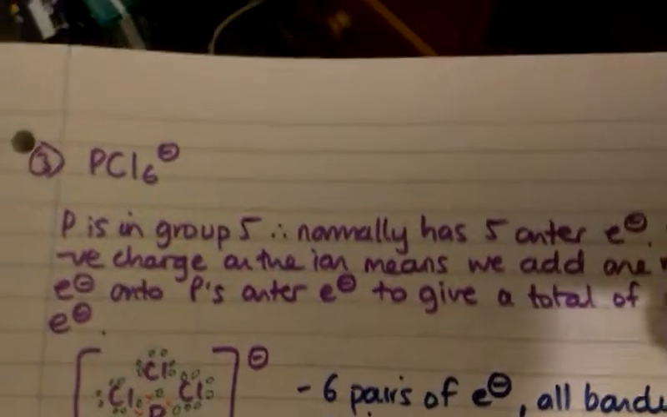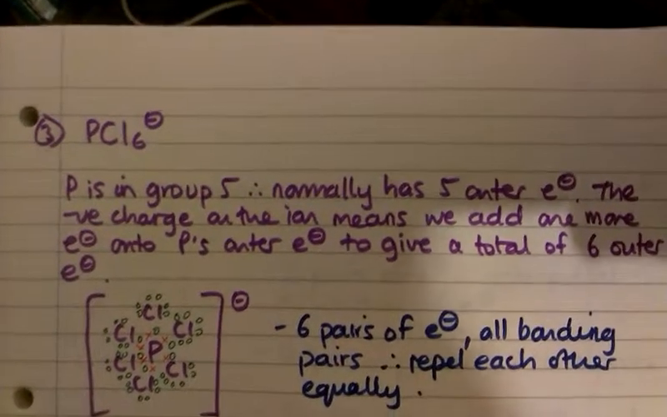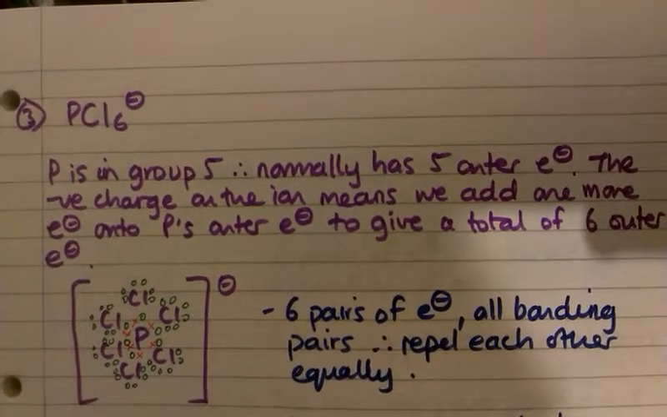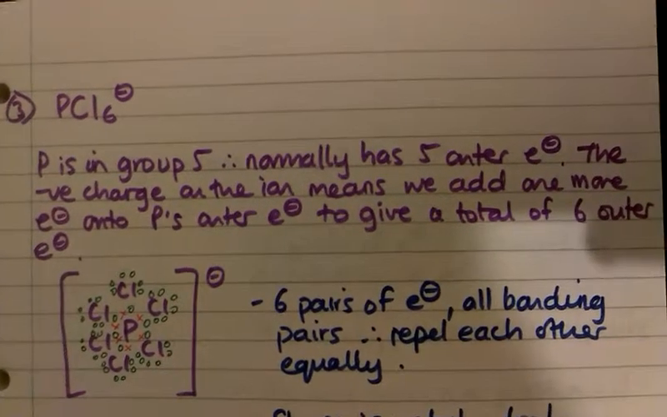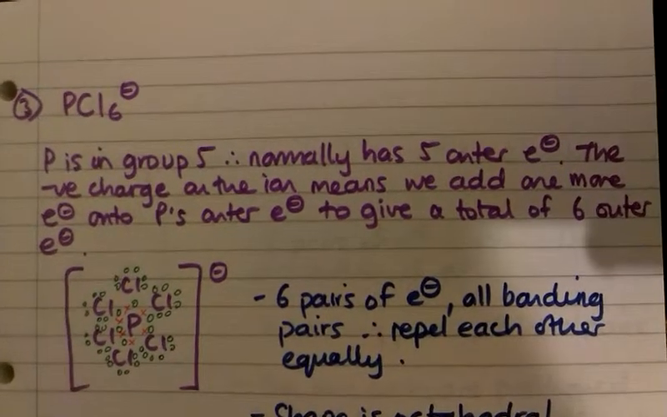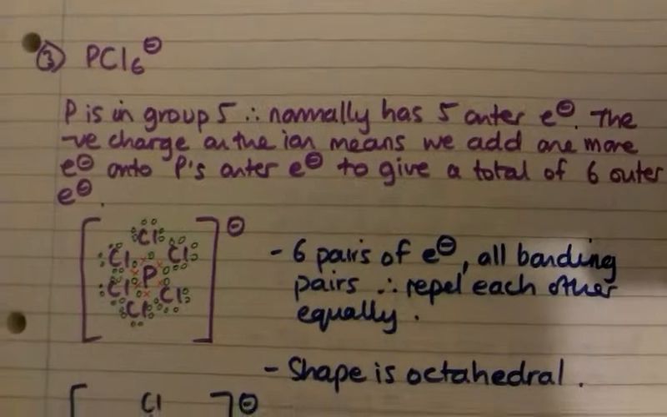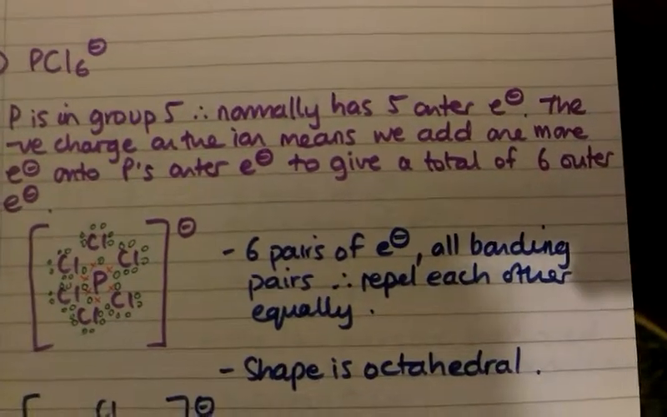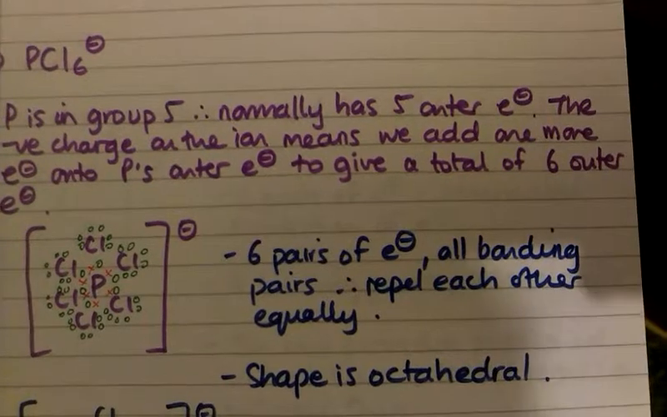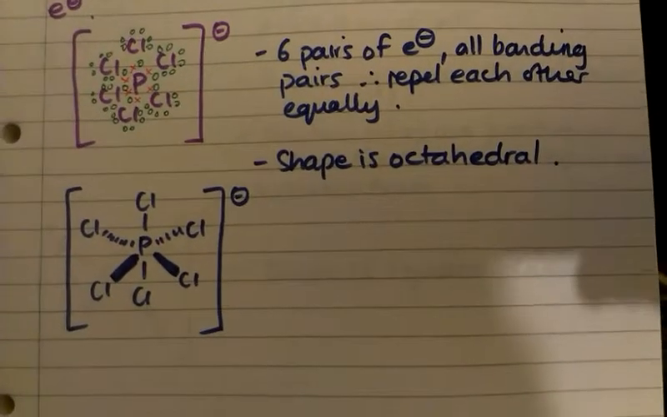Next example, if we look at an ion, PCl6-. Phosphorus is in group 5, so it would normally have 5 outer electrons, but the negative charge on the ion means that we add 1 more electron onto phosphorus's outer electrons, giving a total of 6 outer electrons. If we draw out the dot and cross diagrams, we can see that there's 6 pairs of electrons. All of them are bonding pairs, which means that they repel each other equally, and the shape of this ion is octahedral.